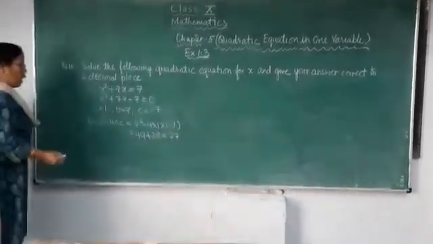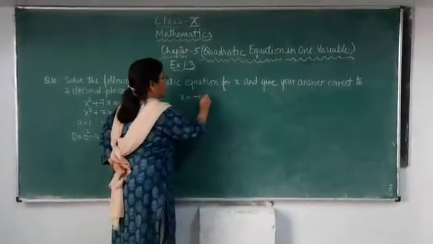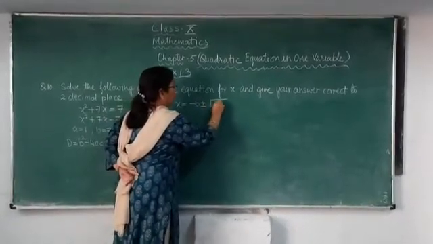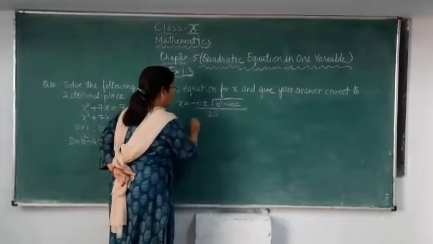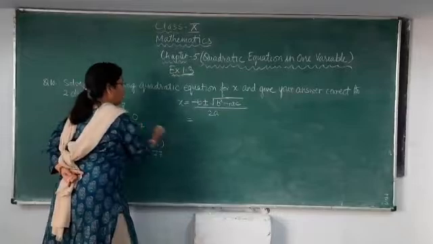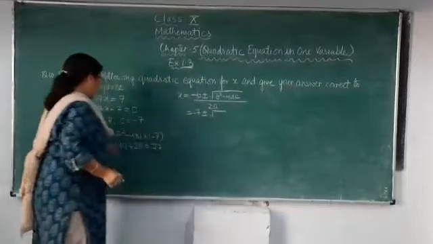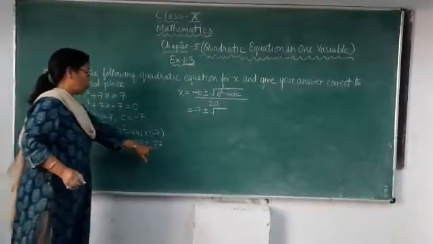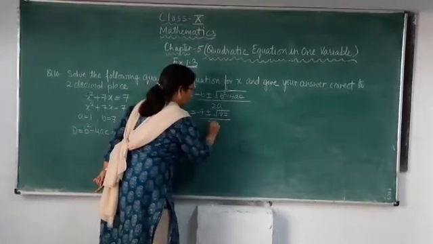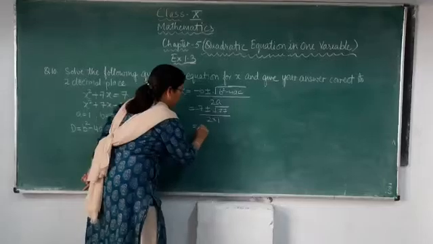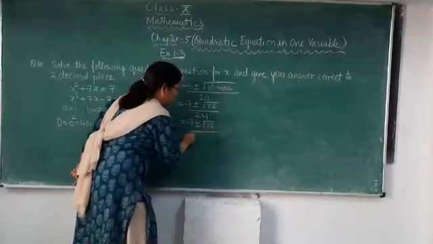Total is 77. Now the formula of x is (-b ± √(b² - 4ac)) / 2a. Here the value of b is 7. So -7 ± √(b² - 4ac), which we have already found to be 77. So 77 will come over here upon 2 into a, where a is 1. So x = (-7 ± √77) / 2.